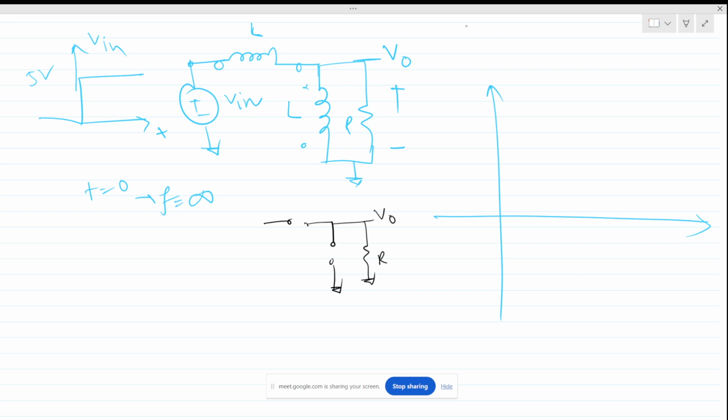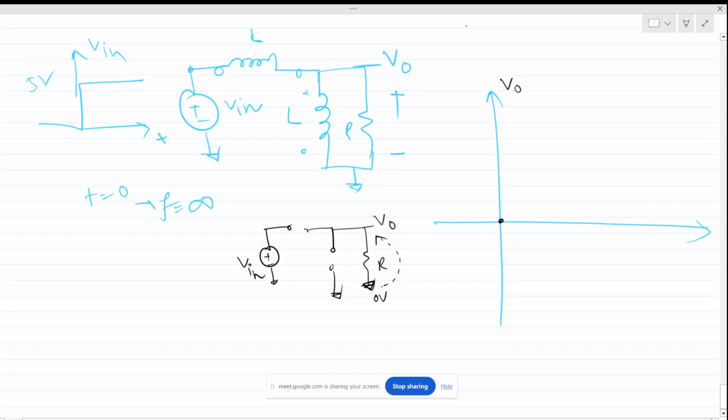And the initial conditions of this inductor are zero, the zero current. Now what will be the V out? Then it will be 0, right? Because there is only 1 volt, this is the ground, and this is 0 volt. So at t equals 0, the voltage is 0. Okay, no problem.